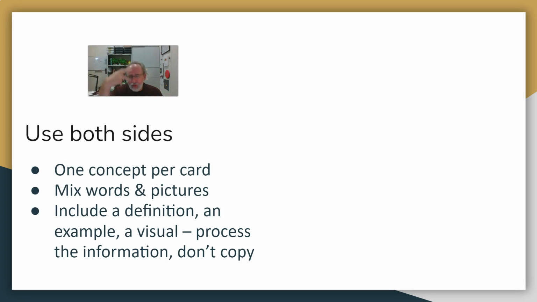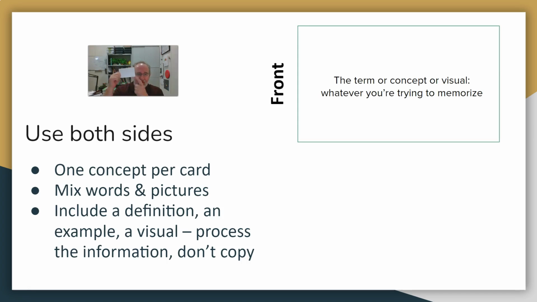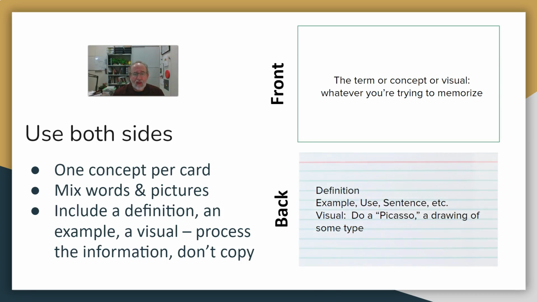Put it in your own words, put in your own understanding, develop your own example. So on the front, you would write the term or concept you're trying to visualize. I used to use the blank side because I like to write it big so I can visualize it. And then on the back, a definition, an example sentence, or something to give it some context, and some type of visual. A friend of mine would always call it Picasso, do a little drawing, something that can help too.